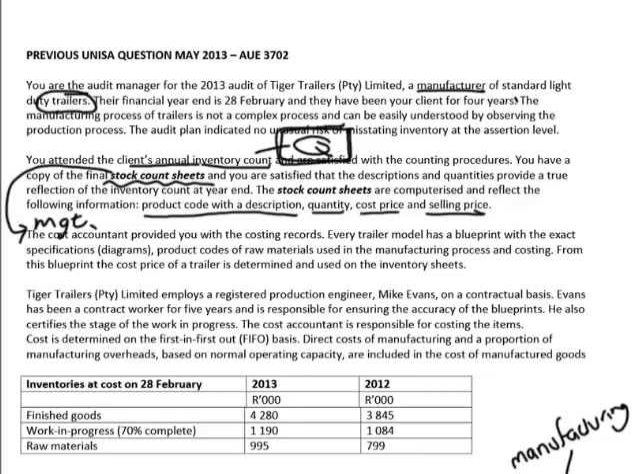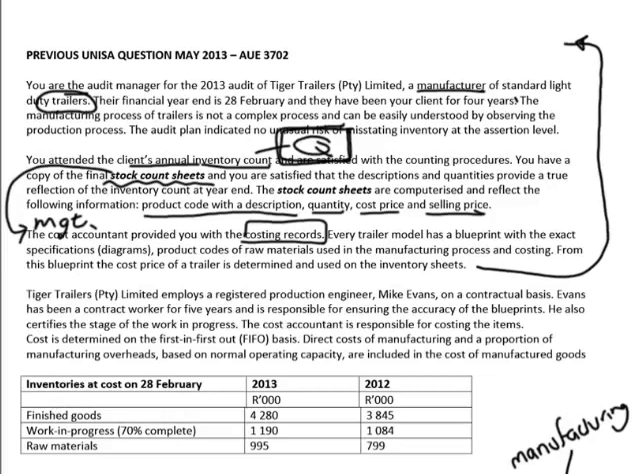Next paragraph. The cost accountant provided you with the costing records. Every trailer model has a blueprint with the exact specifications or diagrams, product codes of raw materials used in the manufacturing process, and costing. From this blueprint, the cost price of a trailer is determined and used on the inventory sheets. Now, what I find helps sometimes is just drawing a little picture if I don't quite understand a paragraph.